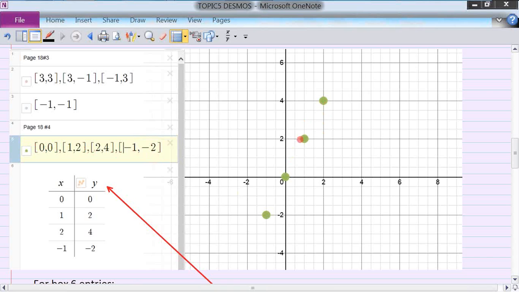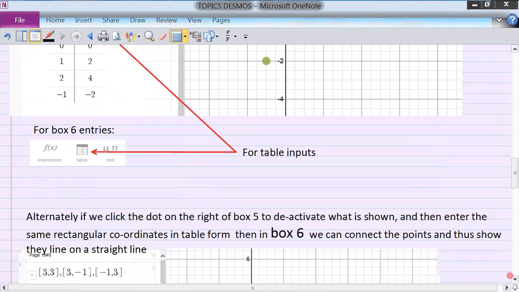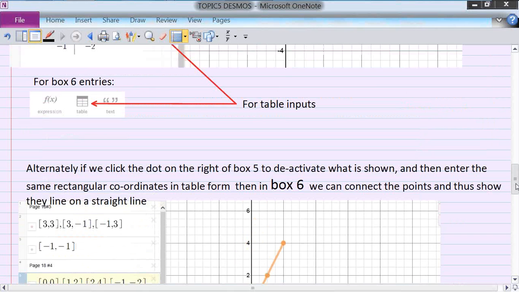And you can see that they do lie on a straight line. So we were given (0, 0), and we were given (1, 2). We chose (2, 4), and (-1, -2) as two other points. You can choose any points you want. You could choose (3, 6), (-2, -4), and they would still fit on the straight line. Now, there's another way of doing this, and that is we can use Desmos ability in box 6 now.